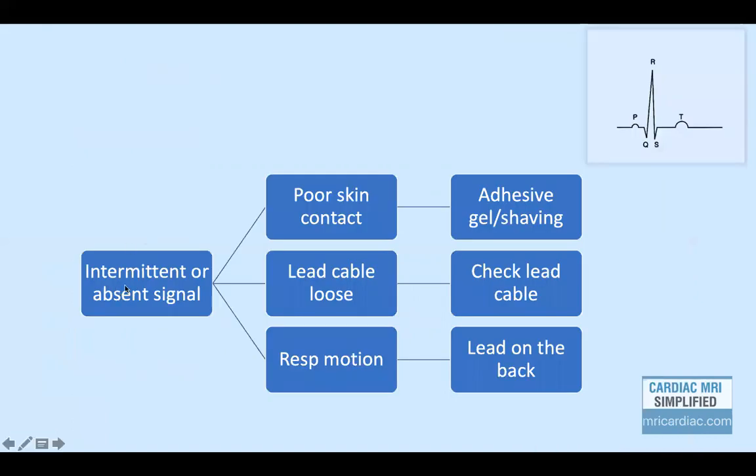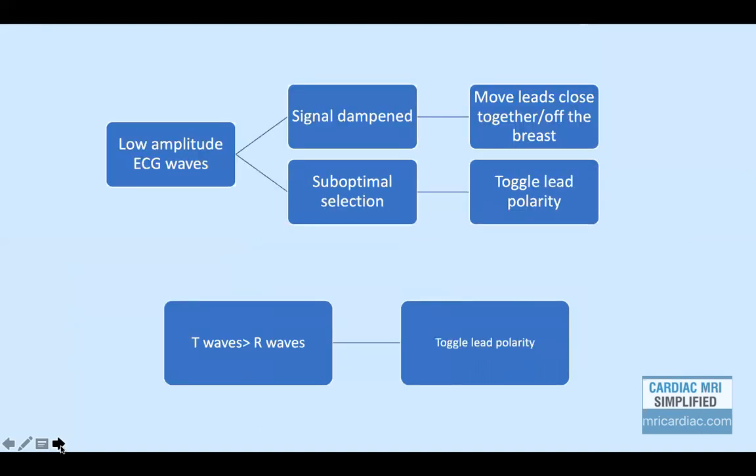In case you do not get an adequate signal, it could be because of skin contact, then you can change the leads and use the adhesive gel. If the lead cable is loose, you can check the lead cable, and if you still do not get it, you can try putting it even on the back. If the ECG waves are low amplitude, you can either move the leads close to each other or just toggle the lead polarity.